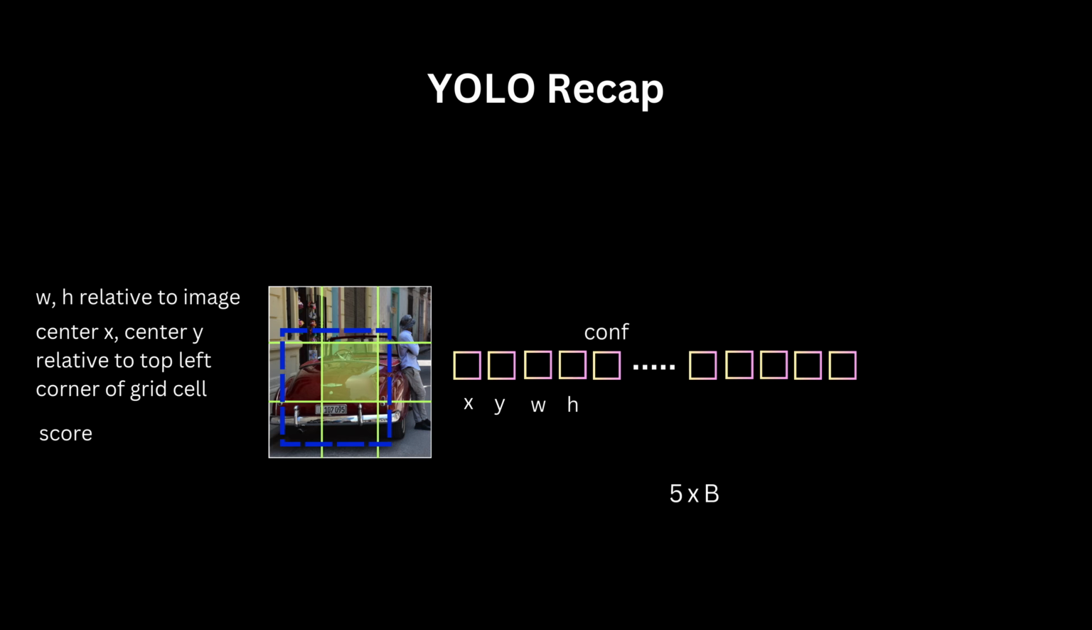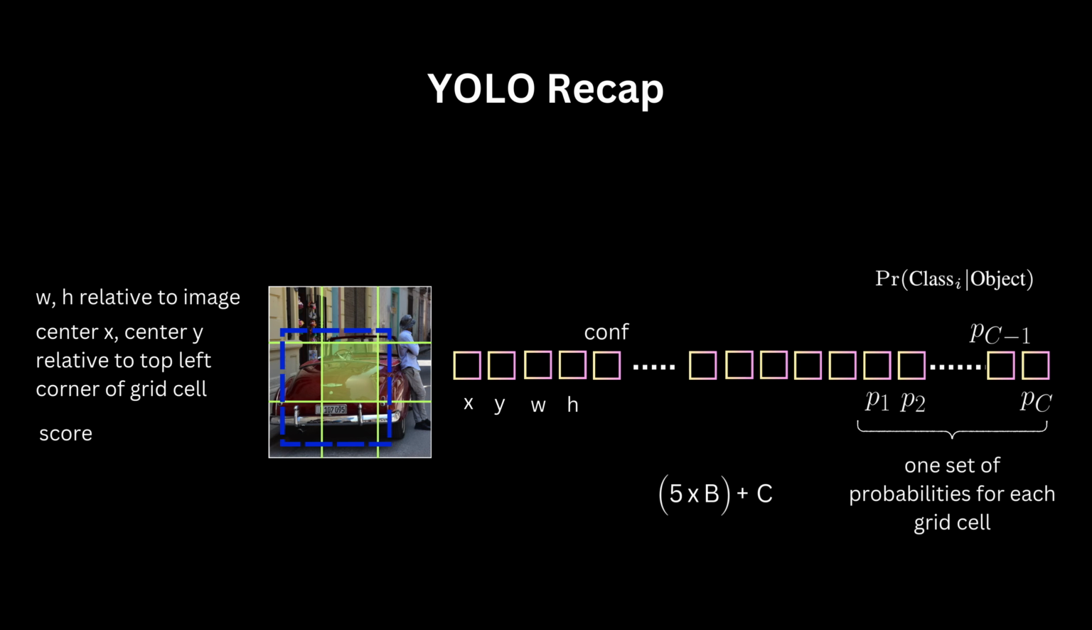In addition to these 5B predictions per cell, YOLO also predicts C class conditional probabilities for the cell, indicating how likely that class is present in the cell. Note that these are one set of class probabilities for each cell rather than for each box, which gives us a total of 5B plus C values predicted for each of the S cross S grid cells. In our implementation, we trained YOLO v1 on the VOC dataset, which has 20 classes, and for each cell, we predicted 2 boxes. Hence, we ended up with 30 values per cell.